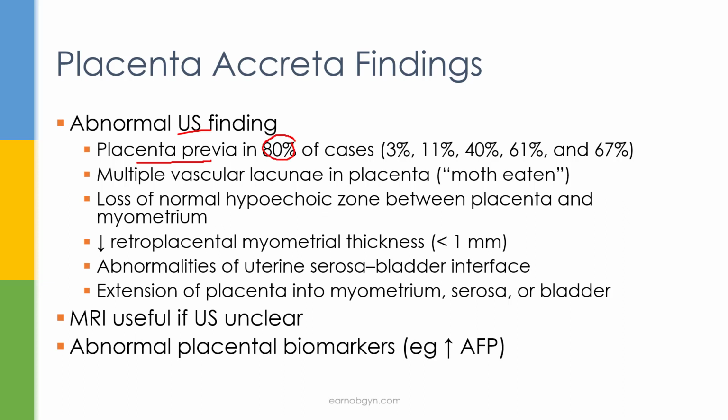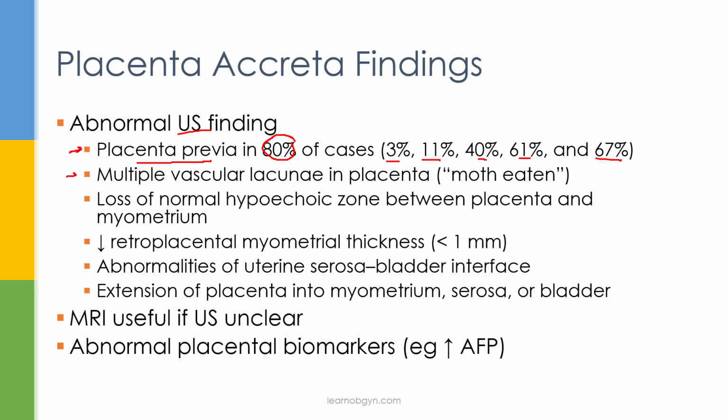This risk increases with number of C-sections, so 1 C-section puts you at 3% risk, 2 puts you at 11% risk, 40, 61, and almost 70. Don't memorize any of these percentages. Just know that a placenta previa puts you at increased risk of having an accreta, so you should be more suspicious. So that's the first one I want you to memorize.